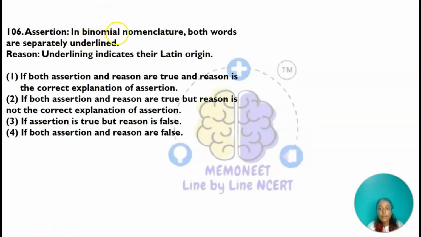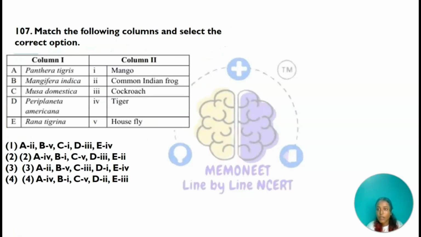The assertion given here is that in binomial nomenclature, both words are separately underlined, which is true. Again, the reason given here is that underlining indicates their Latin origin, which is again true. And this is the reason why we underline the binomial names. So the correct answer to this question will be both assertion and reason are true, and reason is the correct explanation of the assertion.